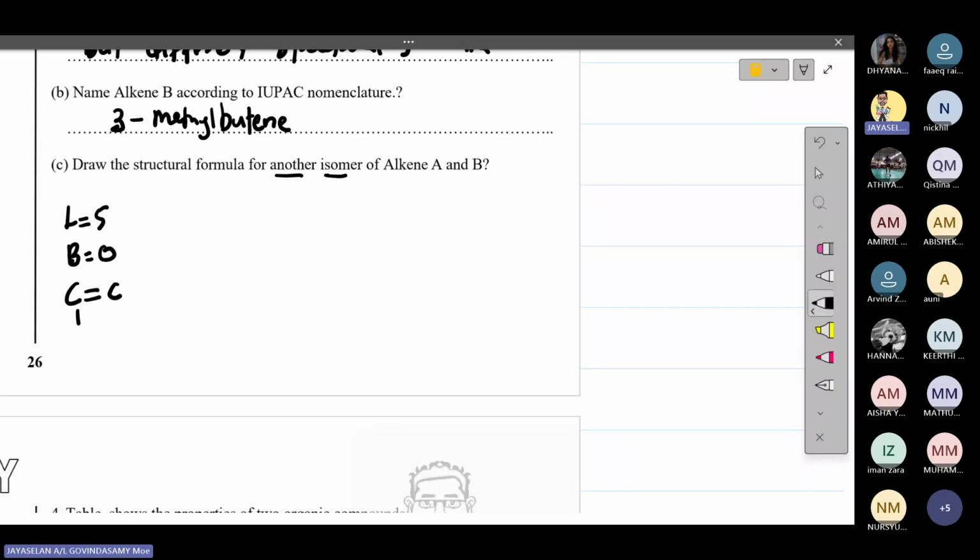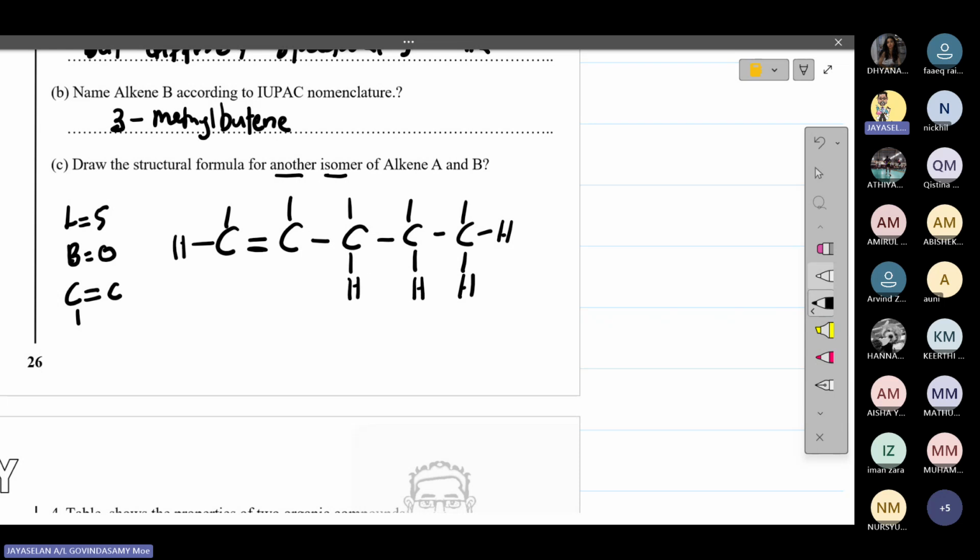So you already got the answer. 1, 2, 3, 4, 5. Double bond start at first carbon. So branch tak perlu letak. So each carbon must have 4 bonding like this. 1, 2, 3, 4, 5, 6, 7, 8, 9, 10. So you already score. Ini semua padam, ini padam. Okay, you already score 1 mark.